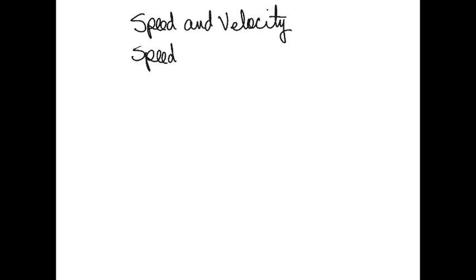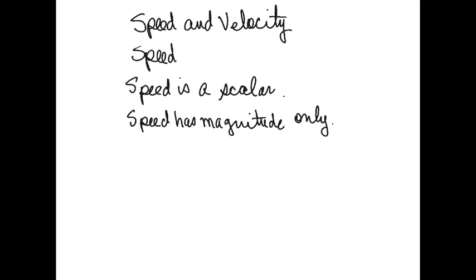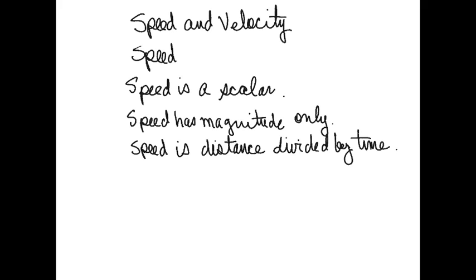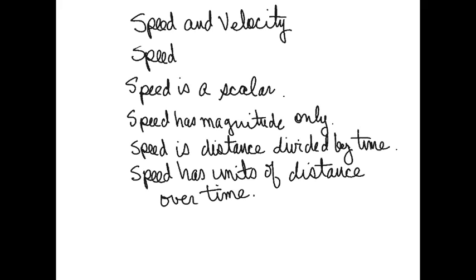We're going to start with speed. And number one, speed is a scalar. Speed has magnitude only. And from your work on vectors and scalars, you know that's the definition of a scalar, magnitude only. Speed is distance divided by time. And speed has units of distance over time.